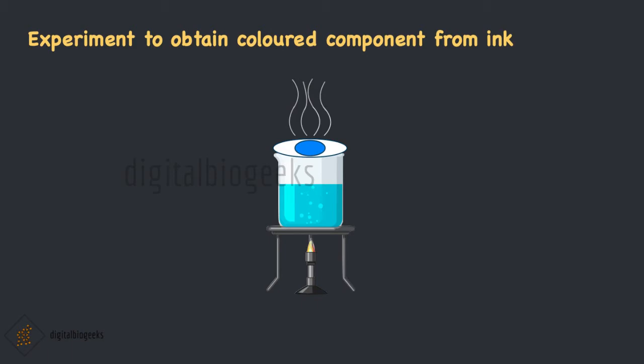We cannot heat ink directly as it will get decomposed or burned on heating. When we heat the ink by keeping it over the beaker, the water from the ink will get evaporated. When all the water is evaporated, we can observe some residue on the watch glass. This is the colored residue, that is the dye which is present in the ink. From this we can conclude that ink is not a pure substance as it contains water and dye. We can separate a solvent from its solute by this method of evaporation.